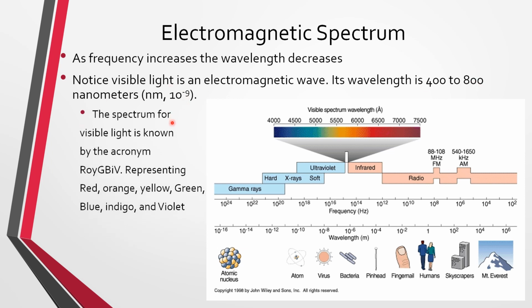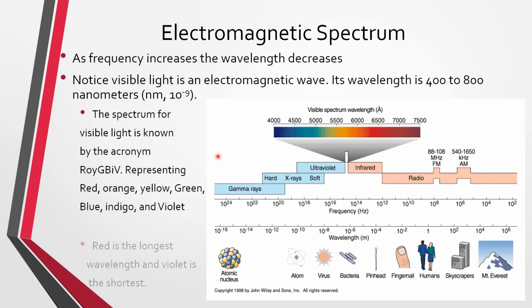The spectrum for visible light is known by the acronym ROY G. BIV, representing red, orange, yellow, green, blue, indigo, and violet, which is what makes up the rainbow, which makes up all the colors that we see. So everything we see is contained just in this range of frequencies, which is actually much smaller than what's represented here. That visible light's always blown up bigger because light is what we know and what we're most familiar with.